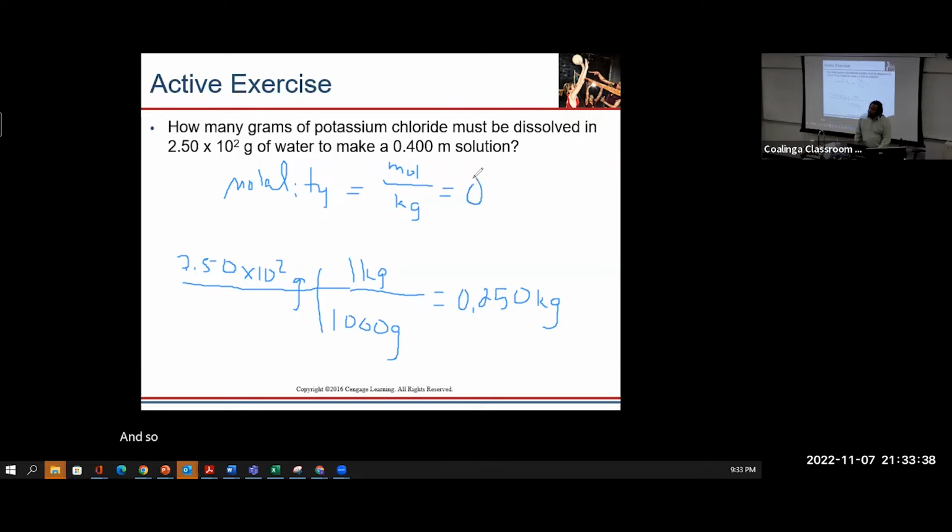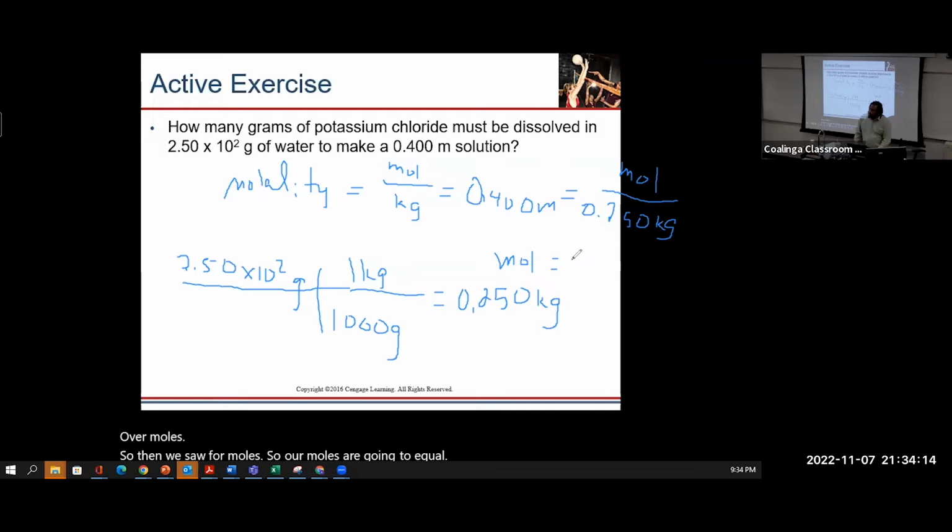So we know that this is going to equal 0.400. So we just plug this in for our 0.250 kilograms. So then we solve for moles: 0.4 times 0.25 kilograms.